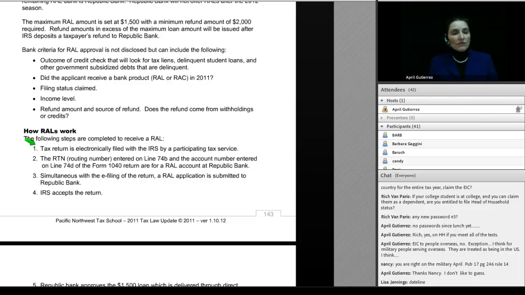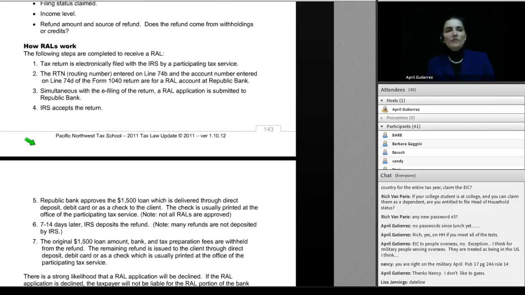So today I'm going to explain a little bit about electronic filing and how it coordinates with refund anticipation loans, refund anticipation checks, and direct deposit. Because guess what? A refund anticipation loan is direct deposit. There's no difference in the mind of the IRS between direct deposit to a client's own personal bank account and a refund anticipation loan. How can that be? Well, here's how the system works.